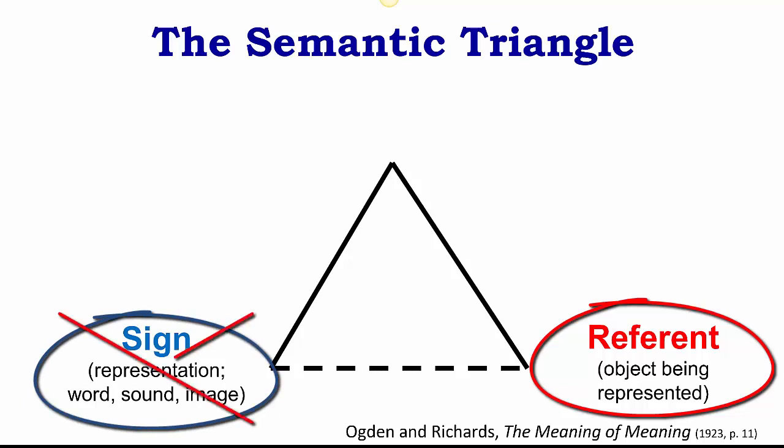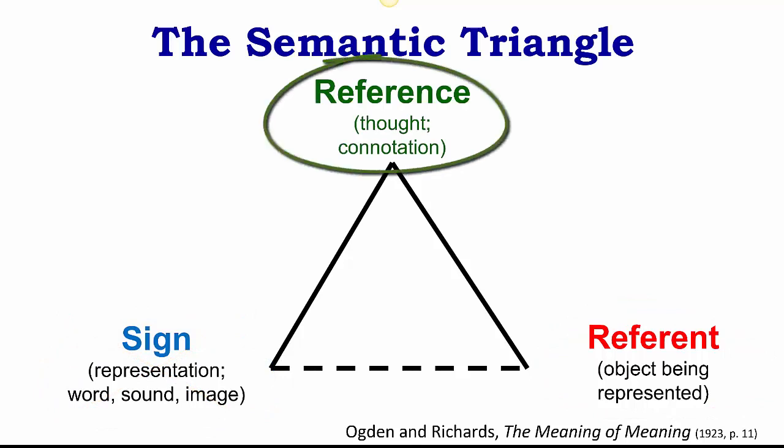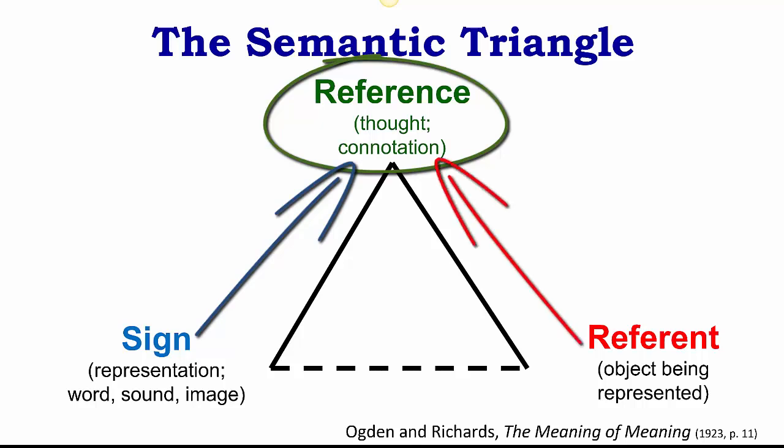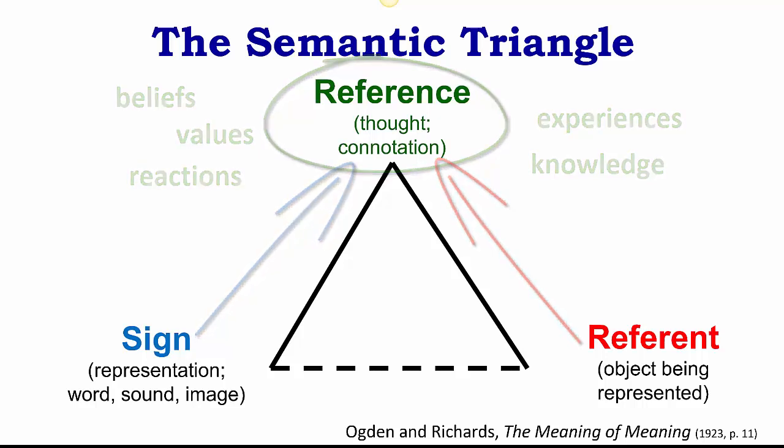The image is not the pipe, but the image is representing the pipe. And then the third part is the reference. This is what happens in your mind when you are perceiving and engaging in cognition to try to make sense of either the sign that you're seeing or the referent that you're referring to. All of the various connotations, beliefs, related values, reactions, past experiences, related knowledge, all of those things in your mental database. Let's think about the implications of this model.